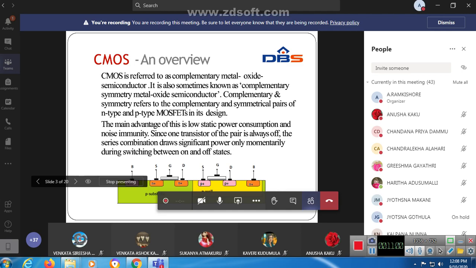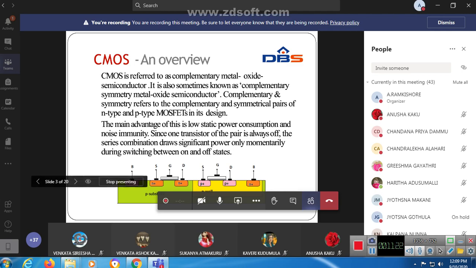CMOS is referred to as a complementary metal oxide semiconductor. It is also sometimes known as complementary symmetry metal oxide semiconductor, and complementary symmetry means complementary symmetrical pairs of n-type and p-type MOSFETs in its design.